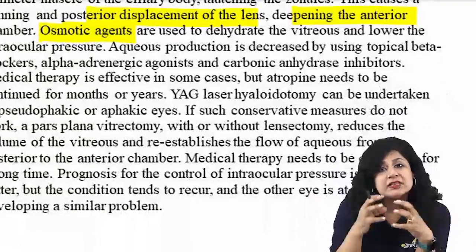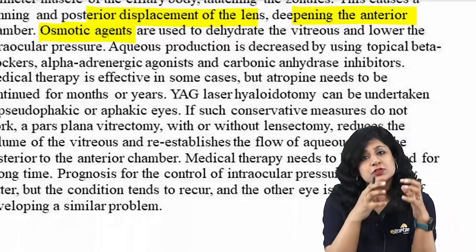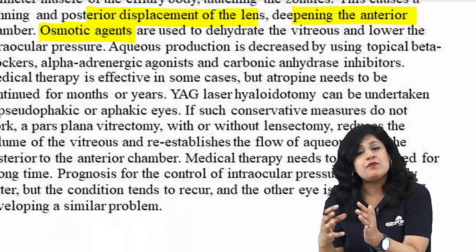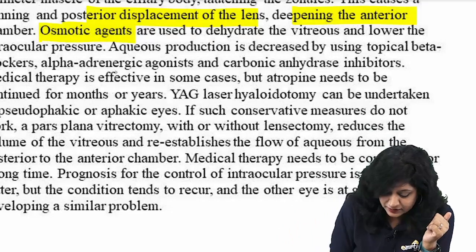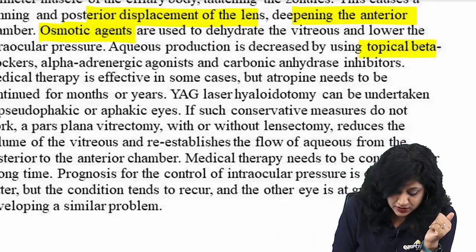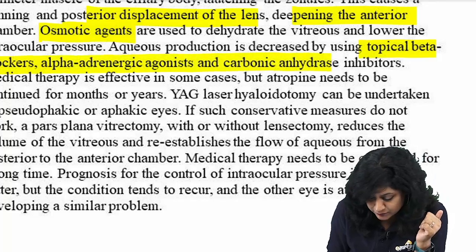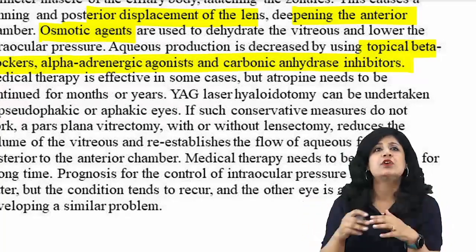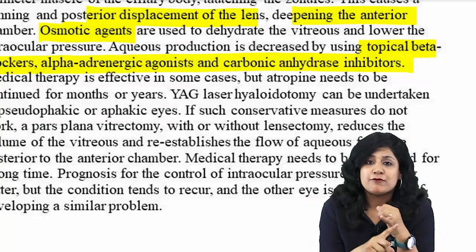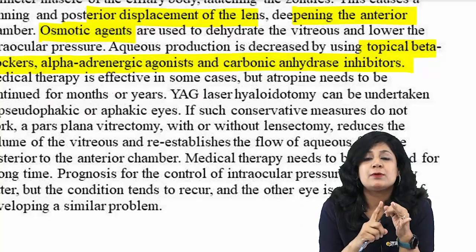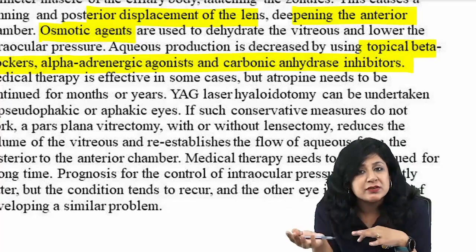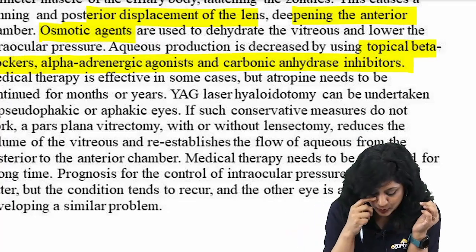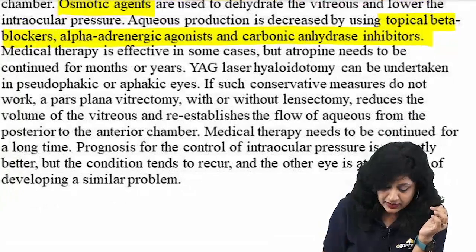Then I want to decrease the amount of aqueous humor, because obviously whatever amount of aqueous humor is being generated is going into the vitreous cavity. So for that I will use topical beta blockers or alpha adrenergic agonists, or C for carbonic anhydrase inhibitors. So for decreasing the aqueous production, A for alpha adrenergic agonists, B for beta blockers, and C for carbonic anhydrase inhibitors. And for decreasing the vitreous, we are using the hyperosmotic agents.